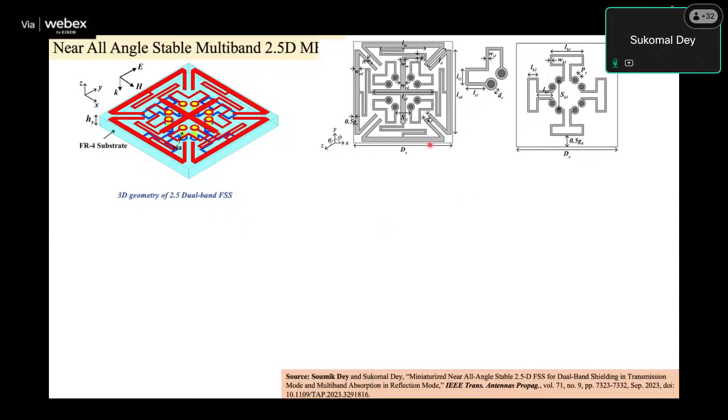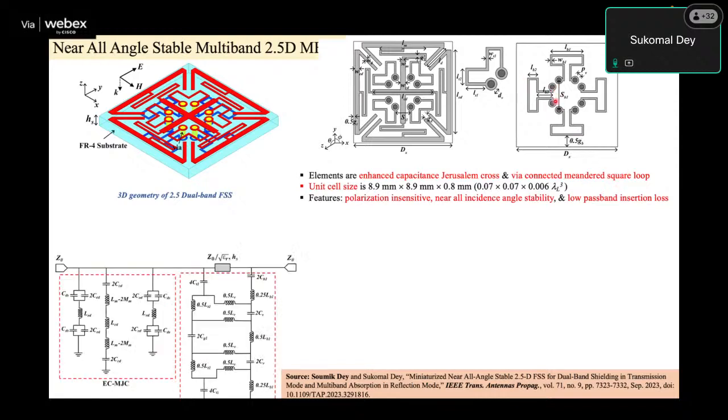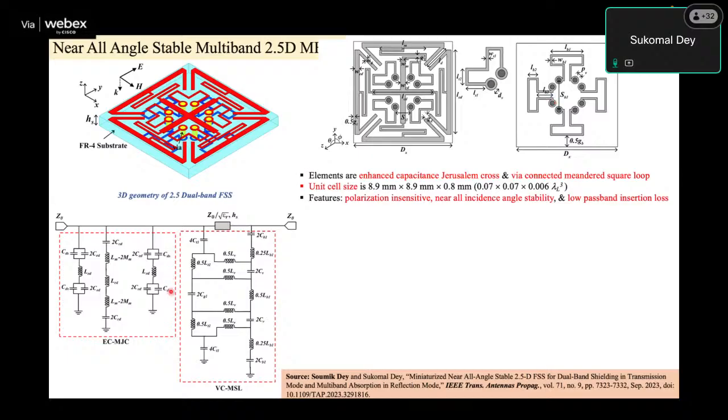Now, this is the structure, the top layer and the bottom layer. You can see it over here, and all the structure geometries are optimized. These are the unit cell dimensions. Look at the unit cell dimensions, very, very small, and these structures are based on the Jerusalem cross, and I connected the meander square loop structure. There is a reason for it. What is the reason? The reason comes from the equivalent circuit model.